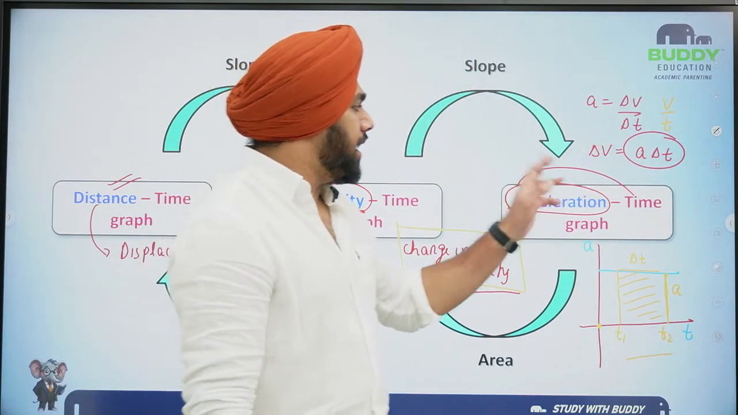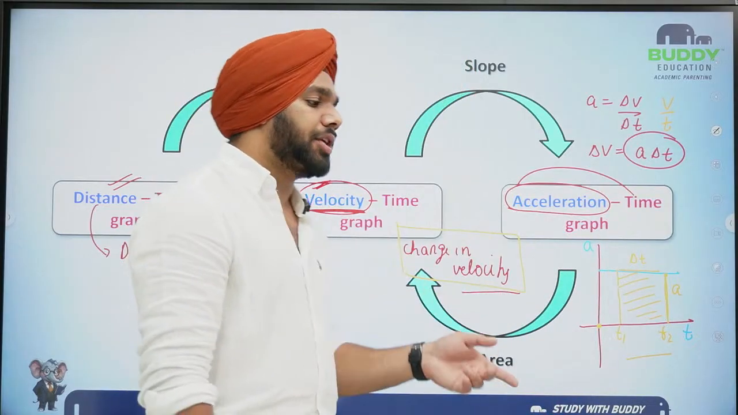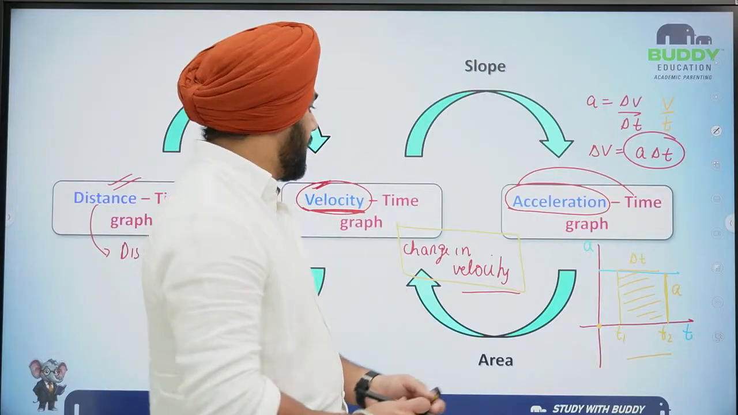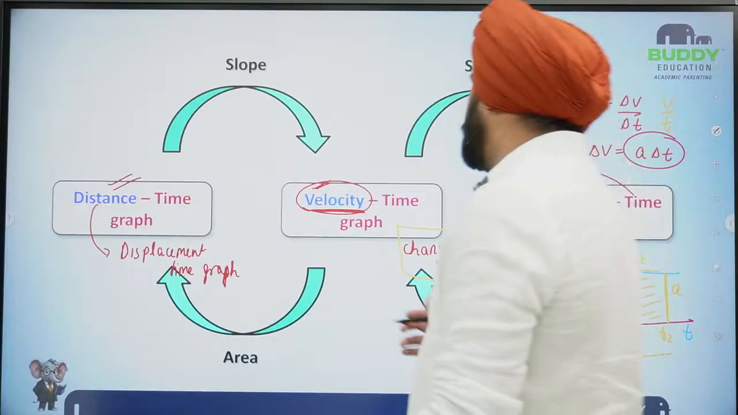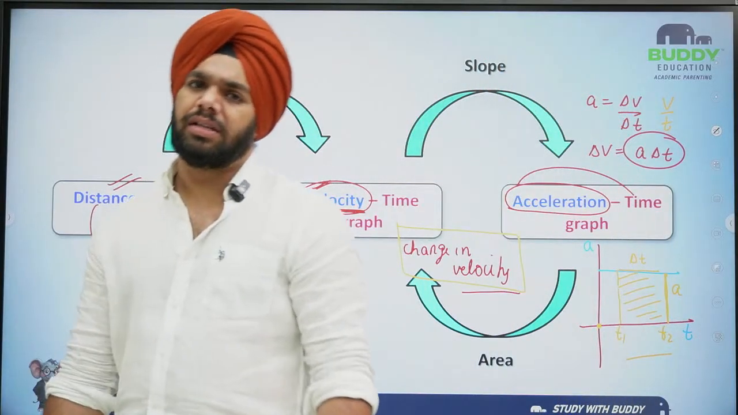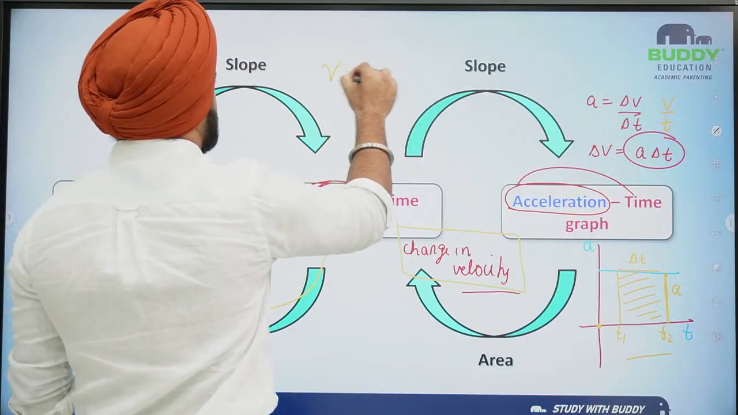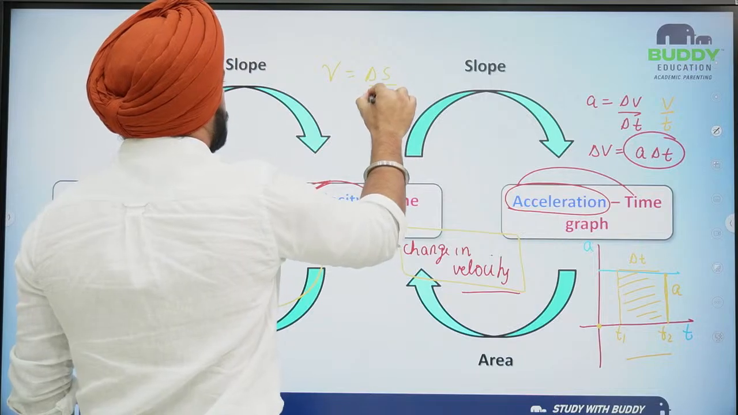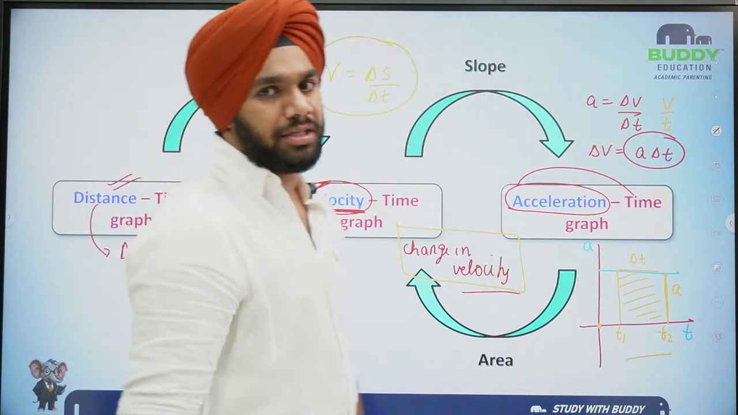Okay, so remember, the area covered under the acceleration time graph will give you change in velocity, not velocity. Remember this. Then the area covered under the velocity time graph will give you displacement, even though it is change in displacement again, because velocity is delta S by delta t. It is not S by t, it is delta S by delta t. Change in displacement upon change in time, right?